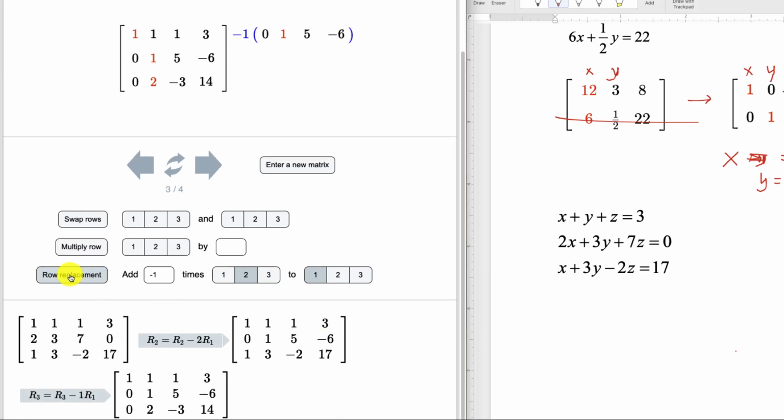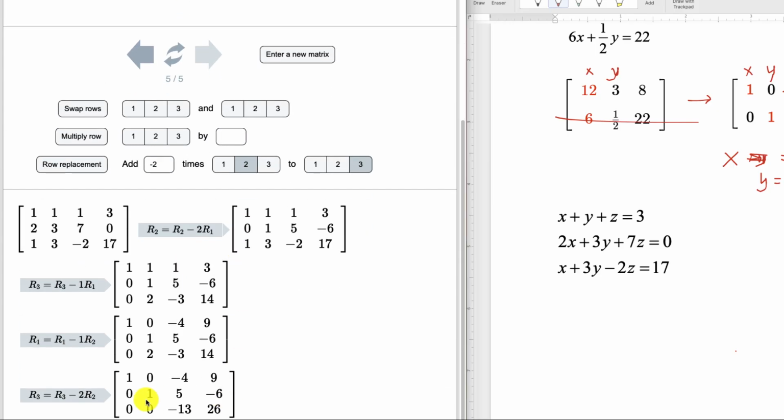Row replacement, 0 above that one. Now 0 below it. Multiply by negative 2, add down. Multiply negative 2 times row 2, but then add it down to row 3. I'm making zeros above and below this 1 in the middle now.